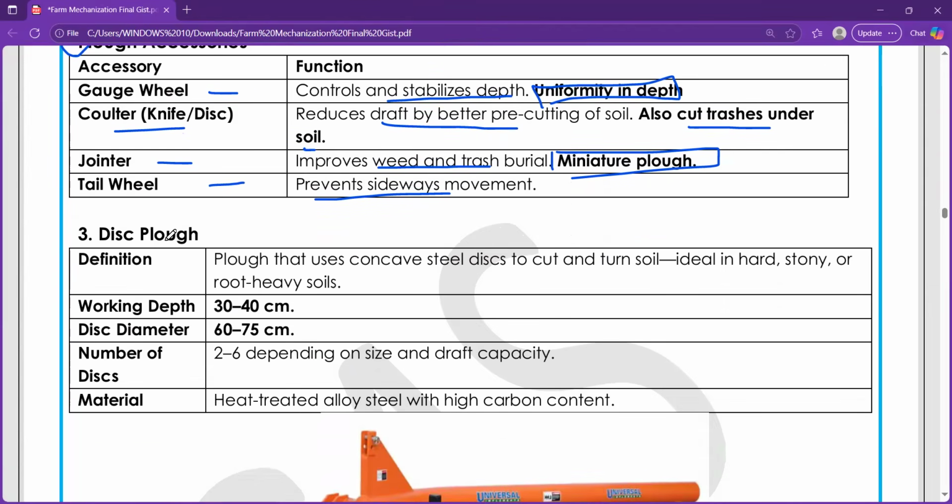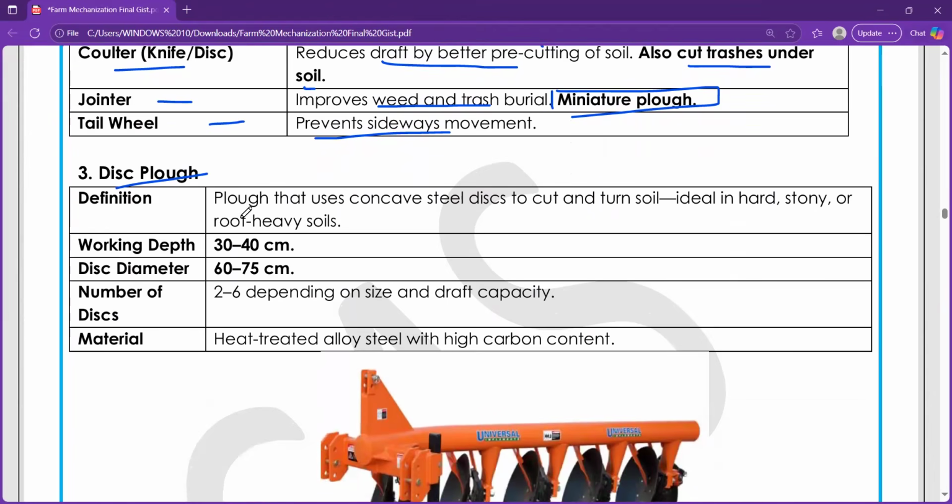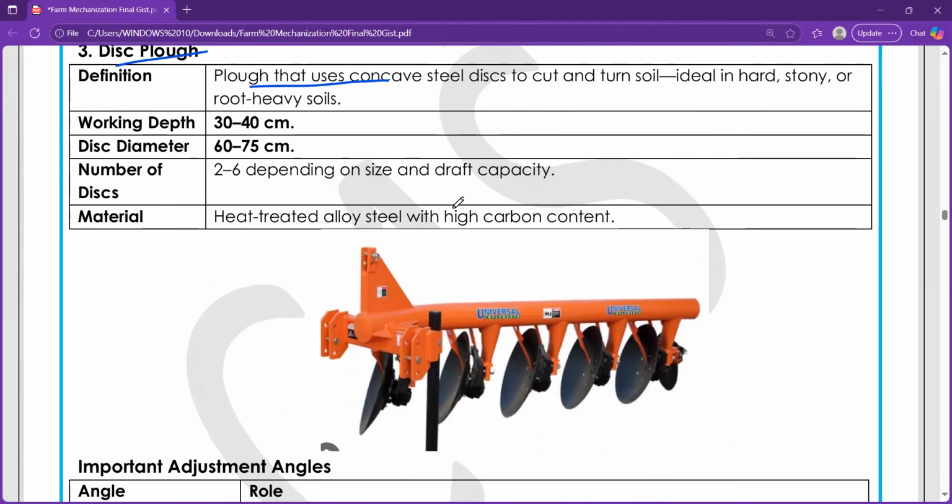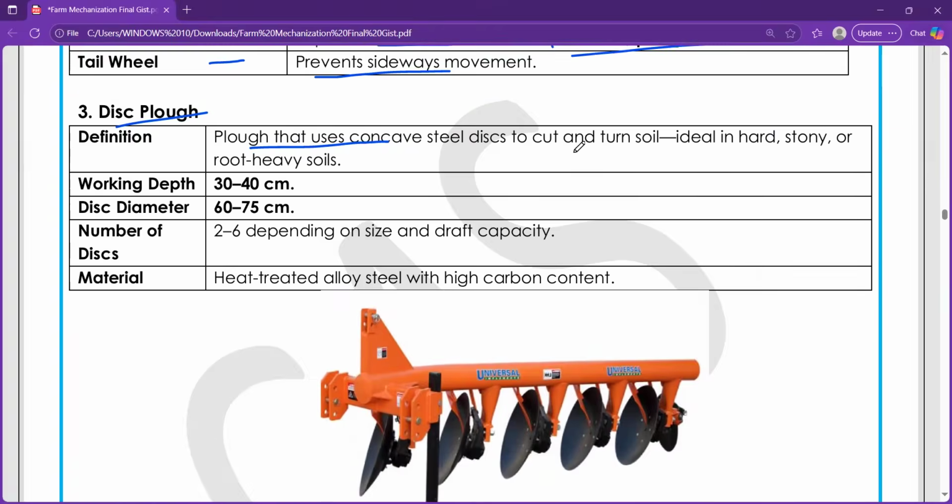Next, we have the disc plough. Very important primary tillage, which is the plough that uses concave steel discs, as you can see in the image. Concave steel discs cut and turn the soil, and it is ideal in hard, stony, or root heavy soils. The working depth, 30 to 40 centimeters, is very important. Disc diameter, again very important. Please make note of it.